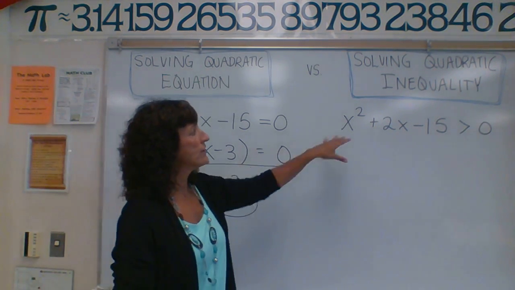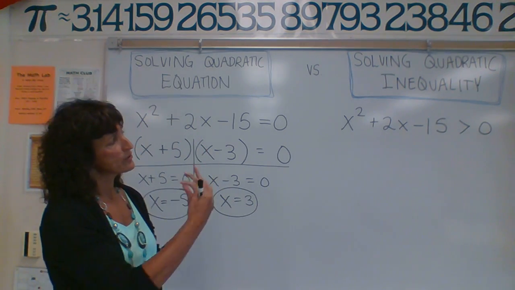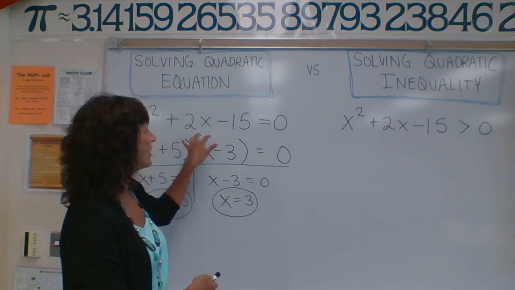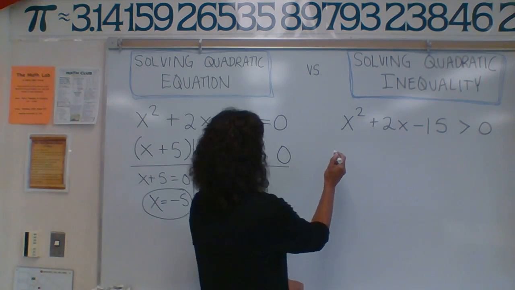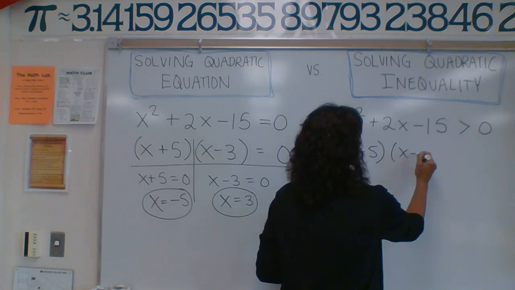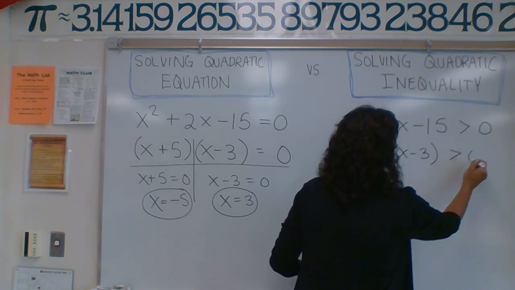We want to factor. Make sure all terms are on the left and a 0 on the right. Again, it's factorable. This is the exact same quadratic function as over here, so the factors are again x plus 5 and x minus 3. So we start by factoring.